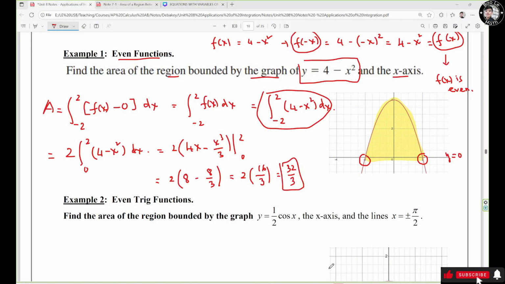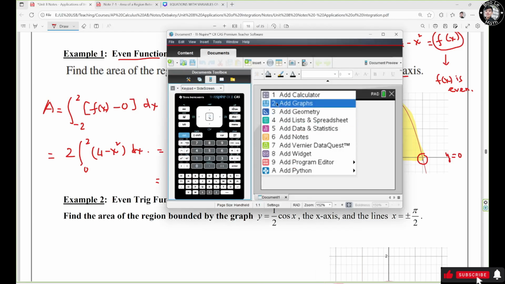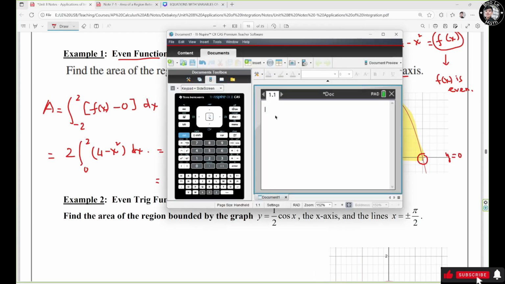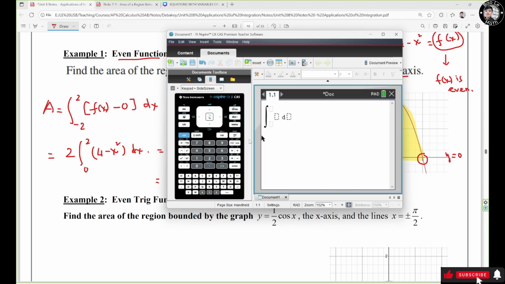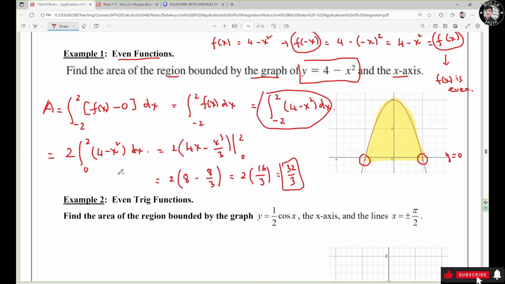You can use the calculator to check your work. You hit add calculator right here. Hit menu, calculus, integral from 0 to 2 of 4 minus s squared ds. And don't forget to multiply by 2. Hit enter. The answer is 32 over 3.